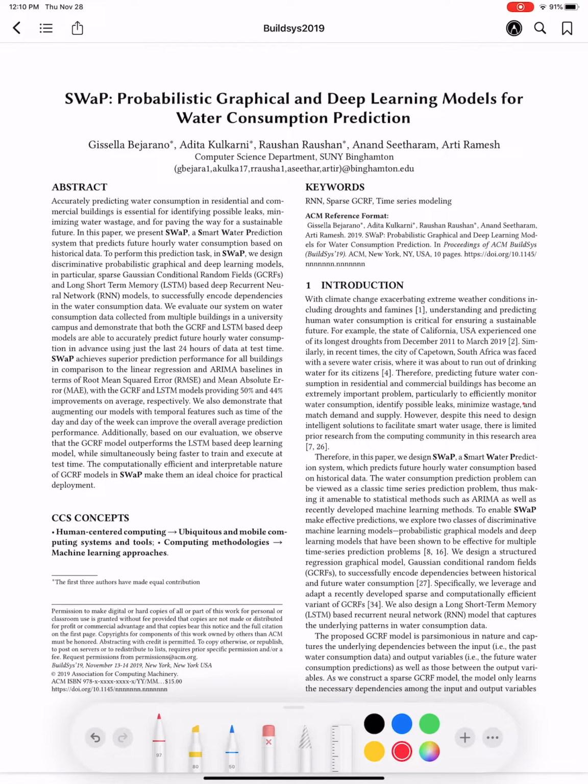For example, the paper that we have in front of us is written in the ACM format. This is a paper that my students, my collaborator and I wrote and submitted to BuildSys 2019, which is a top conference in the area of energy systems, and it was accepted and presented at that conference. So, what I would do today is go through and help you understand how you can write your research paper.